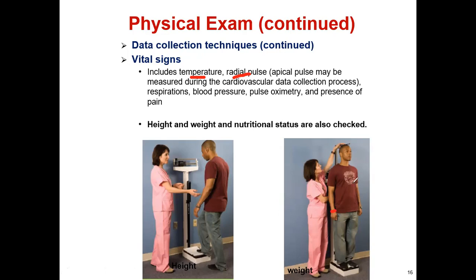Apical pulse means the pulse you can get over the heart, at the fifth intercostal space, right? It is called apical pulse. It may be measured during cardiovascular data collection. Now, respiration. What is the normal range? What is called apnea? Blood pressure, systole and diastole, and also pulse oximetry. And finally, pain. Pain is also a vital sign.